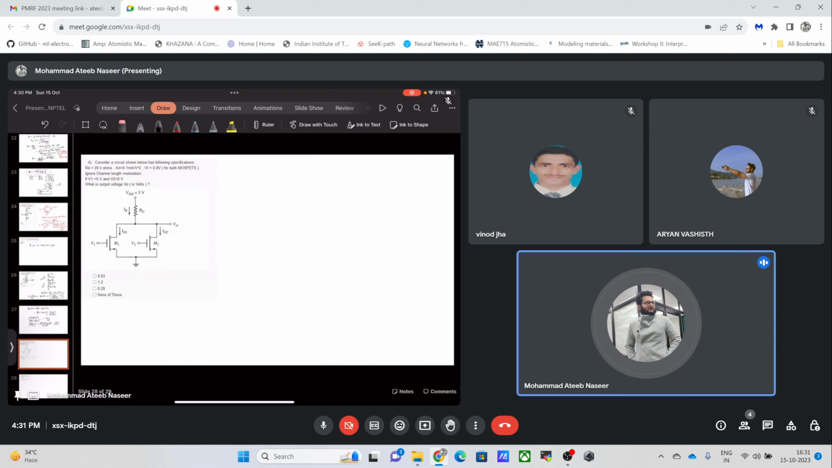Now the bias of V1 is given to the MOSFET M1, and to V2 we have been given 0 volt. So if this is 0, this is also 0, so the MOSFET M2 is in off state because VGS is less than VT. VT is 0.8, M2 is in off state. So we have this M1 which is in some region of operation.